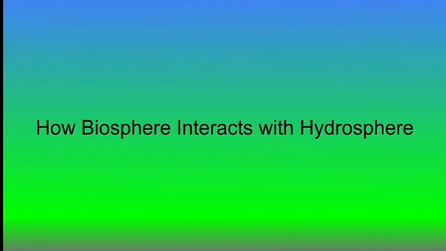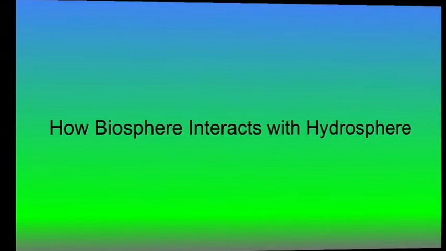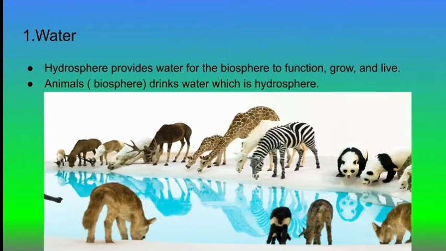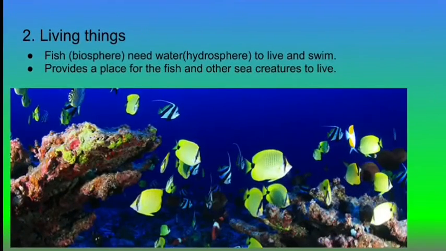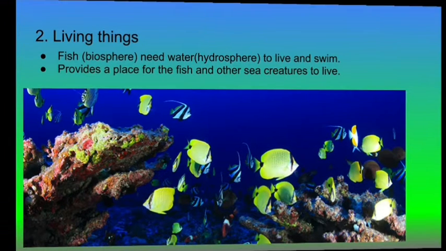Now I'm going to talk about how biosphere interacts with the hydrosphere. 1. Water. The hydrosphere provides water for the biosphere to function, grow, and live. Animals, which is the biosphere, drink water, which is hydrosphere. 2. Living things. Fish, which is the biosphere, need water, which is hydrosphere, to live and swim. And it also provides a place for the fish and other sea creatures to live.